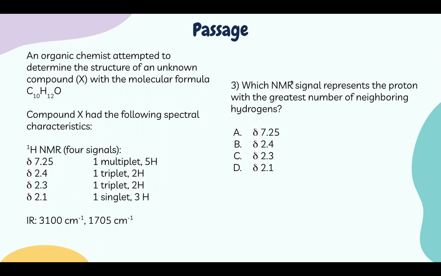Okay, why do you say A? Because A is, I'm just looking at the signal. A is the only one that says multiple. So it had to be the greatest. Yeah, exactly. So you were using the n+1 rule.